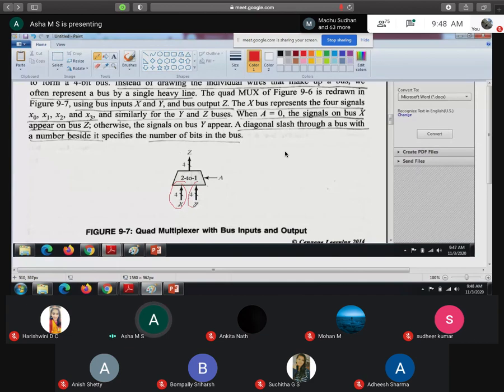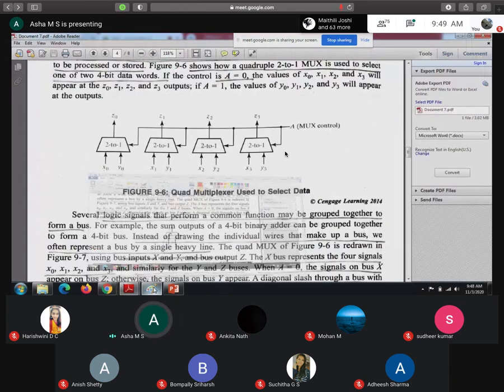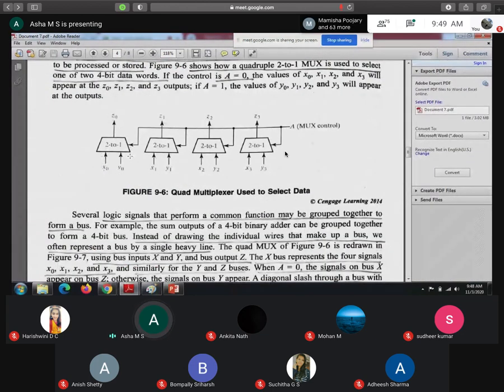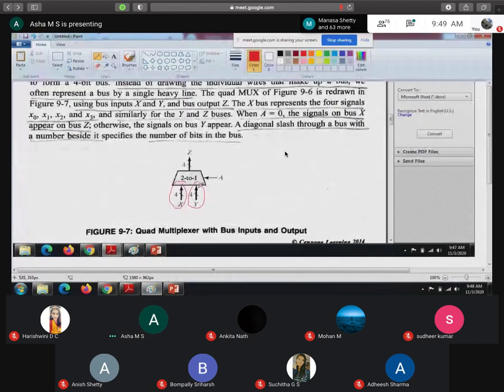Ma'am, how to identify whether it is a bus or signals? See how we have written the signal. Signals are written with the thin line. The bus is represented by the thick line or heavy line.